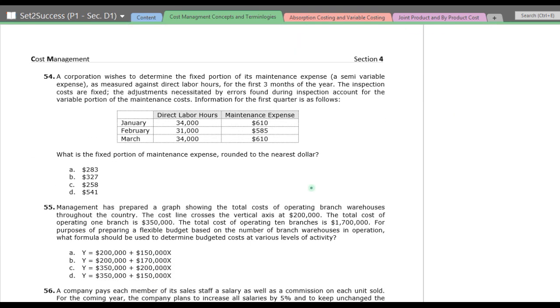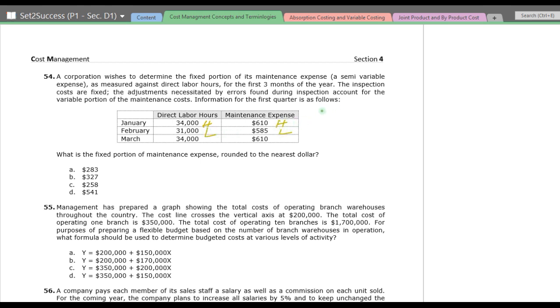Next, a corporation wishes to determine the fixed portion of its maintenance expense, a semi-variable expense, as measured against direct labor hours for the first 3 months of the year. The inspection costs are fixed. The adjustment necessitated by errors found during the inspection account for the variable portion of maintenance cost. Information for the first quarter is as follows. They are asking what is the fixed portion of maintenance expense rounded to the nearest dollar. So this is the highest activity, this is the lowest activity, this is the highest cost, this is the lowest cost.